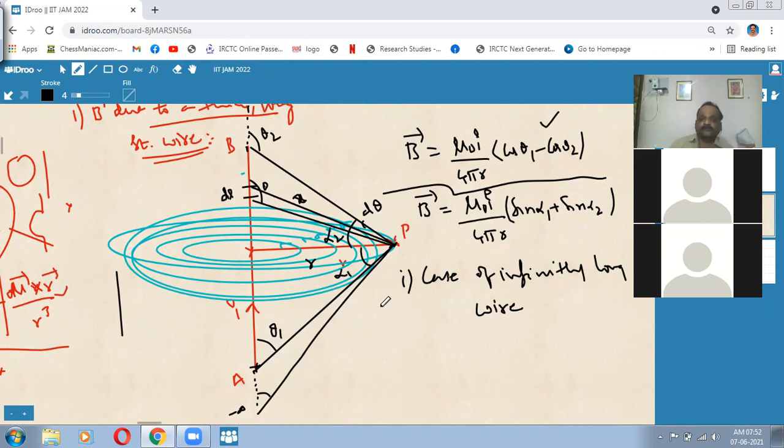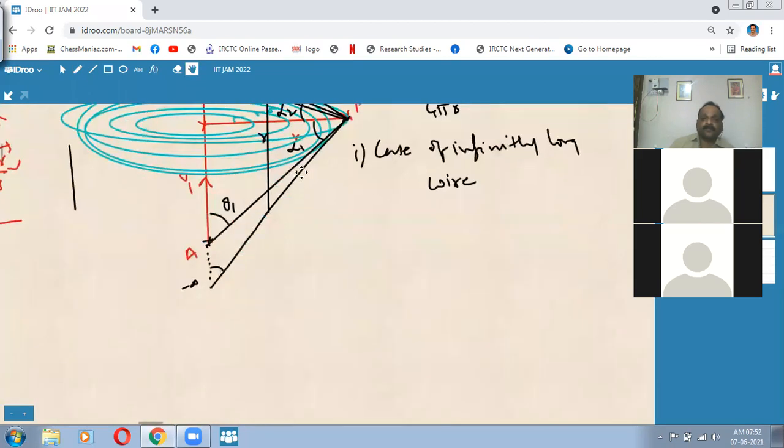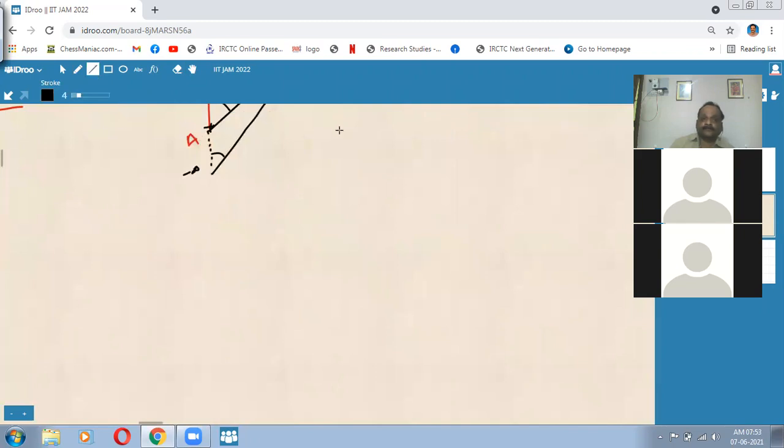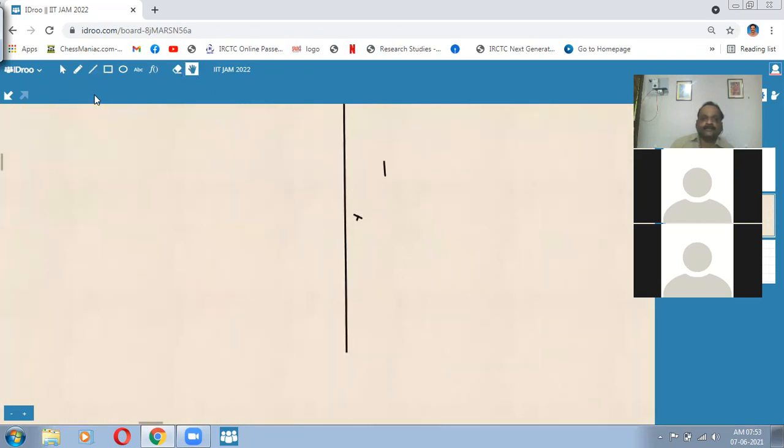Due to an infinitely long wire like this, at this point, this theta keeps on decreasing like this. The wire is really infinitely long, so this theta tends to 0.